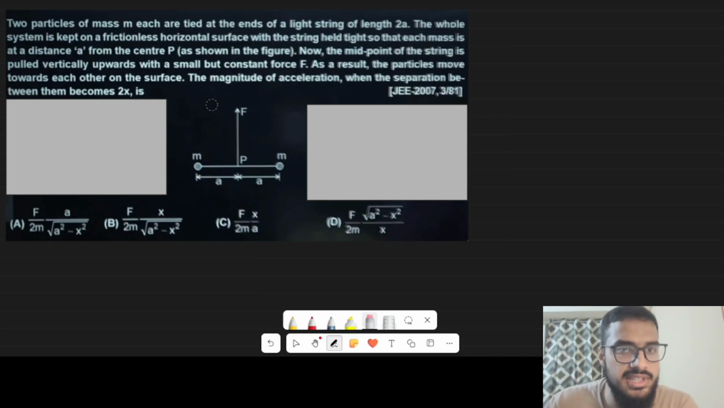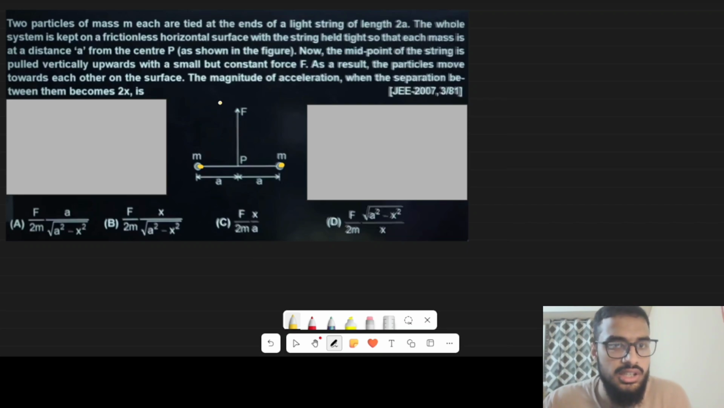Now what happens is, with the string held so tight that the masses are at a distance of a from center P, the midpoint of the string is pulled vertically upwards. So this is going in the z direction, isn't that? The two masses are in the xy plane and this force is along the z axis, out of the plane. A small constant force F is applied, and as a result the particles move towards each other on the surface.